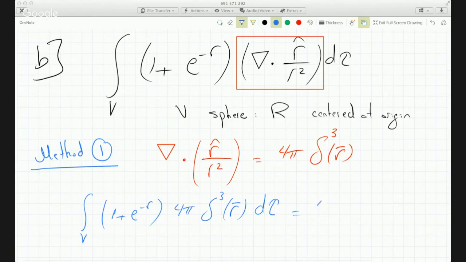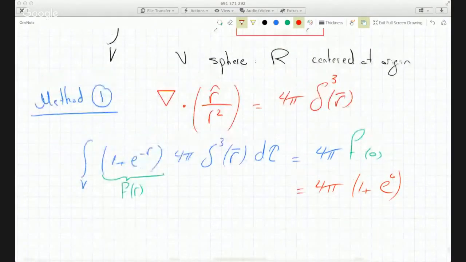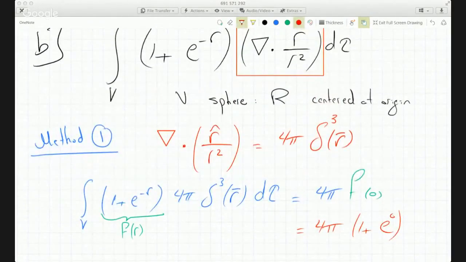Okay, and so this, by the definition of the Dirac delta function, becomes 4 pi, which is a constant, so it comes out. And this just picks up the value of f of r at r equals 0, because the Dirac delta function is centered at 0. So this becomes f of 0, which becomes 4 pi times 1 plus e to the 0, which is 1. So this comes down to 8 pi. Okay.